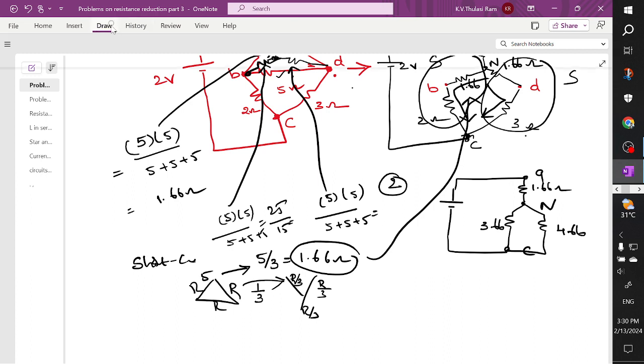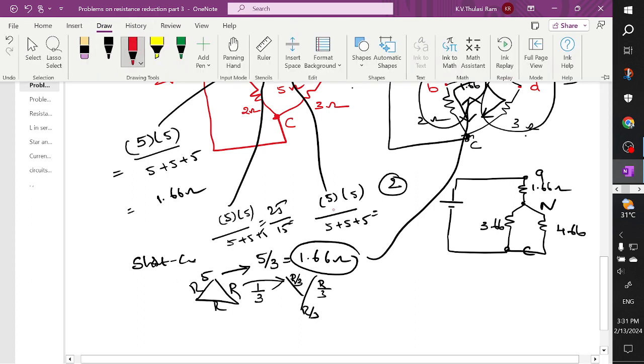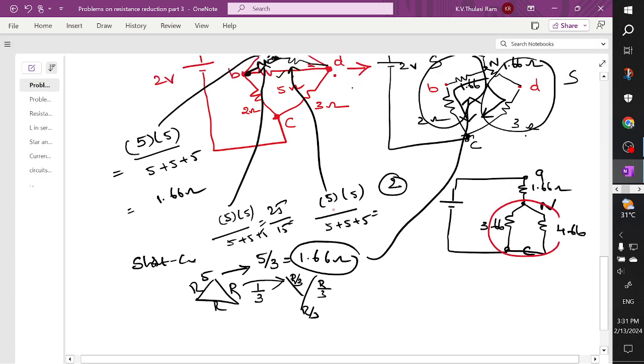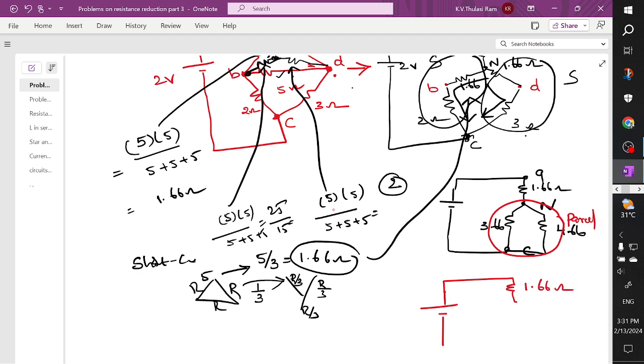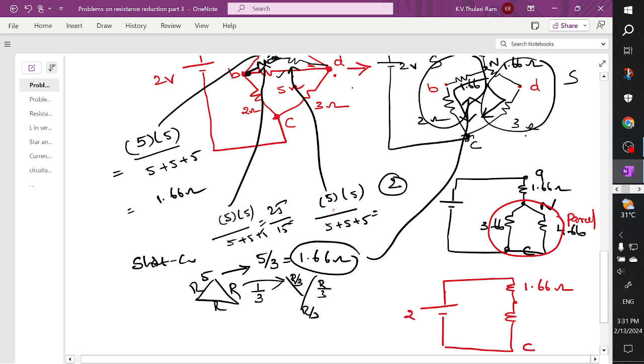When you're trying to solve it, you can see here again these two branches are connected in parallel. So I'm going to get a resistance like this, and one more resistor 1.66 ohms, and I'm going to redraw it. This is the C point excited with a voltage of 2 volts, and the parallel.